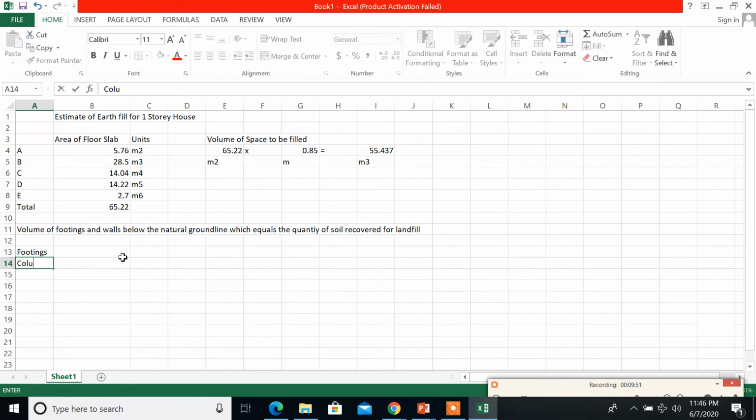Then, yung columns natin, syempre, kasama yan. Then, next is the CHB footing or continuous CHB footing. And the concrete hollow block walls. So, concrete hollow block walls. So, ayan.